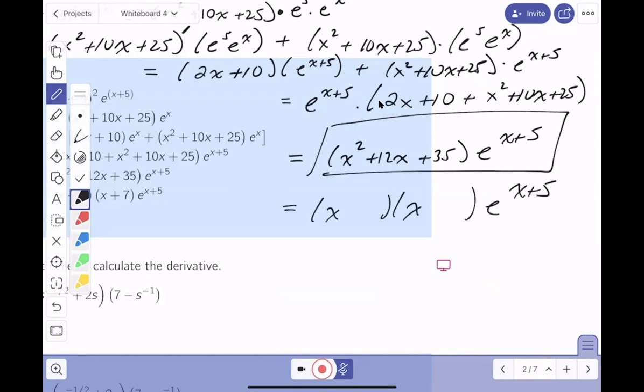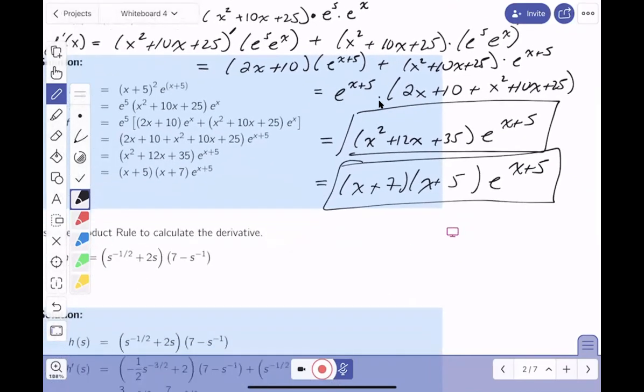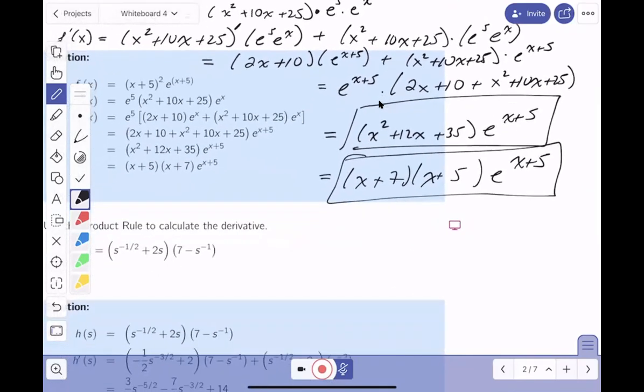You should do some simplification. I'm going to say 7 and 5. Now the question asks, what's the better answer? Well, an answer that you can match up with the key. And so I'm going to look at the key and I see this answer here, x squared plus 12x plus 35 times e to the x plus 5, and it's this one over here. So it looks pretty good. I can match them up.